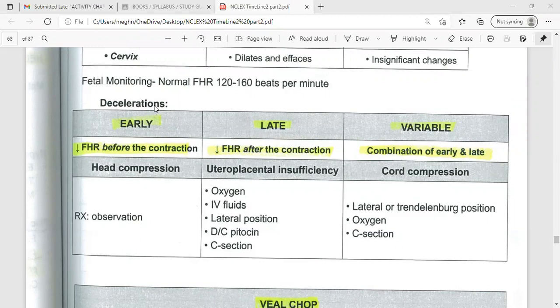And late deceleration, the reason being uteroplacental insufficiencies, and it decreases the fetal heart rate after the contraction. Variable deceleration is a combination of early and late, right? And it is called cord compression.